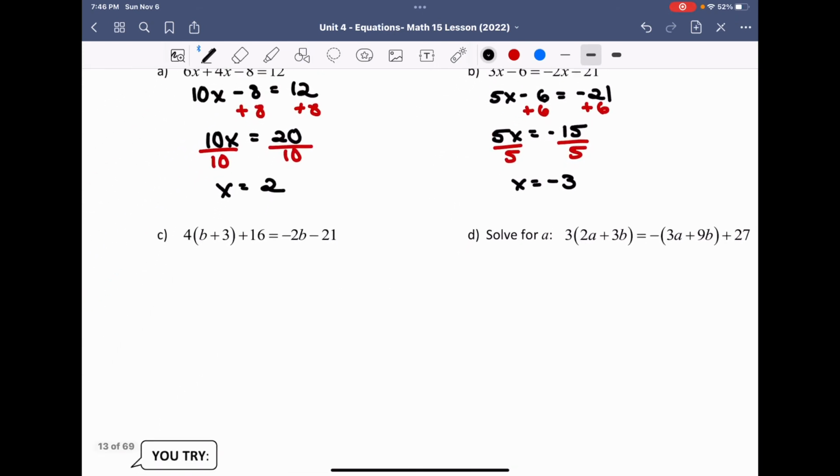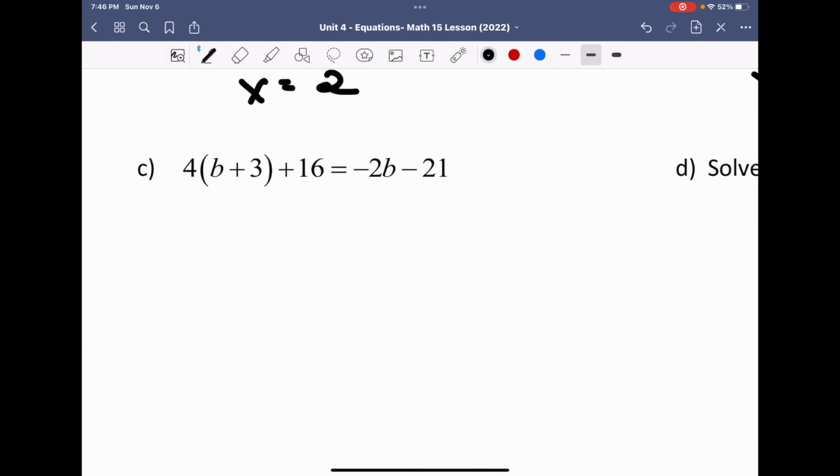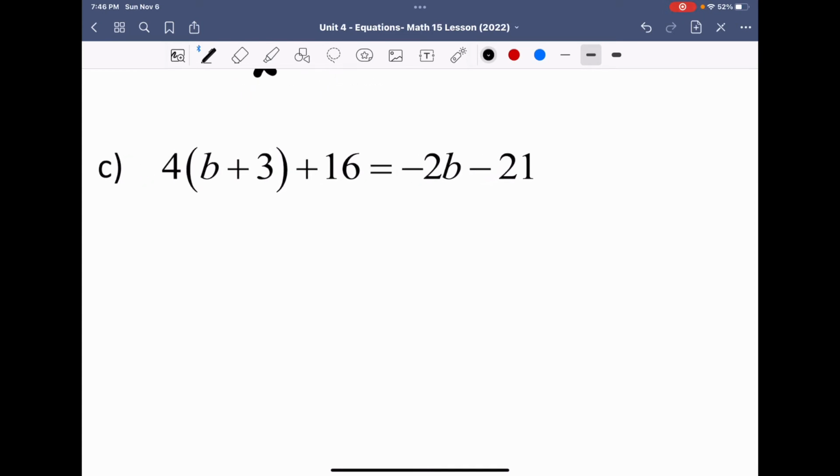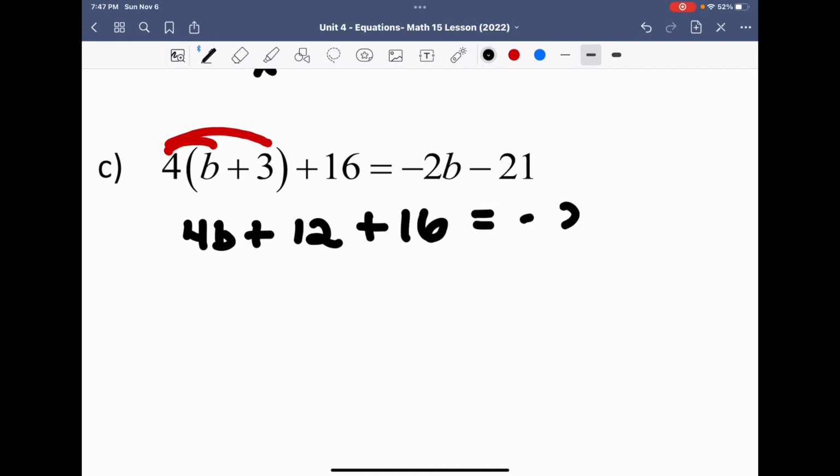Okay, let's go down to example C here. Much like the challenge question, we're going to have to expand our brackets, simplify or combine our terms together, and then divide by the coefficient. So I'm going to take my 4 and multiply it into both brackets here. I get 4b plus 4 times 3, which is 12, plus 16 is equal to -2b minus 21.